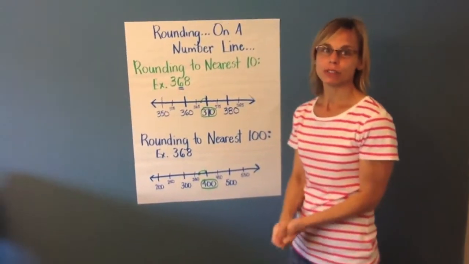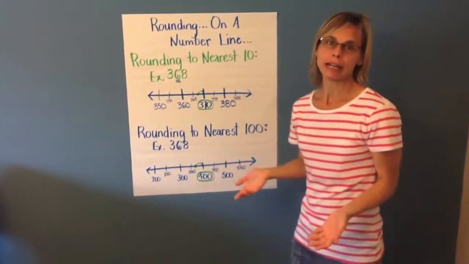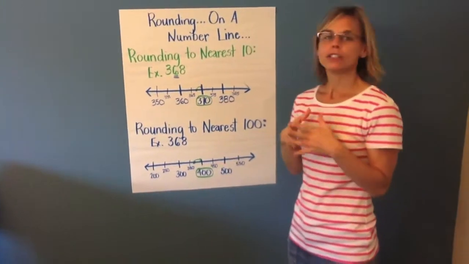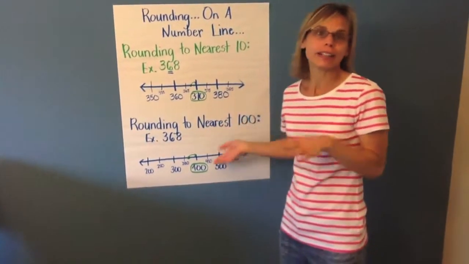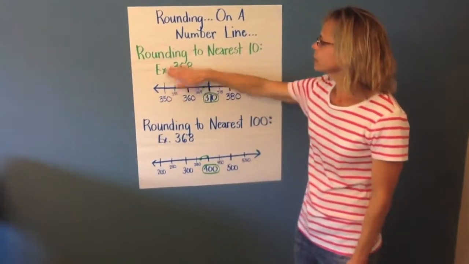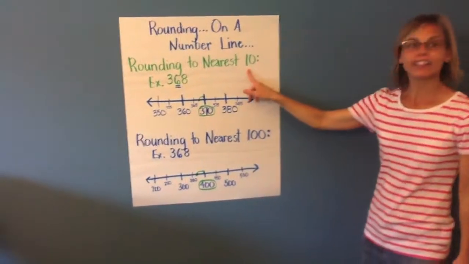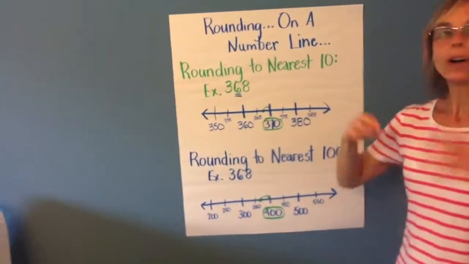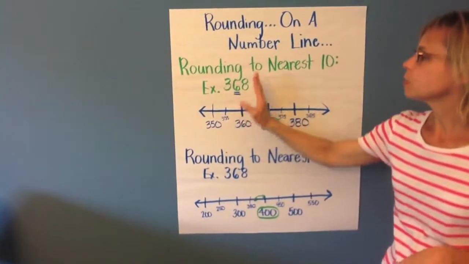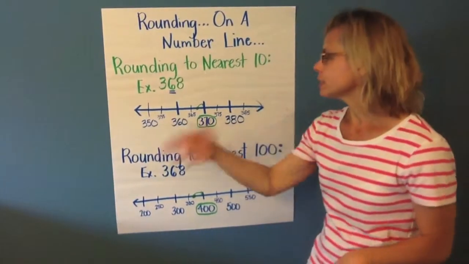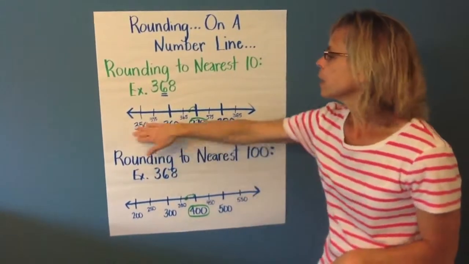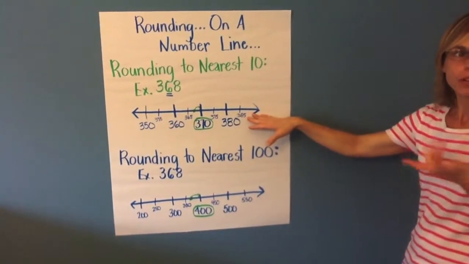My strategy that we're going to show is using a number line. We can round on a number line to the nearest tenth or to the nearest 100. It doesn't matter. So, for example, rounding to the nearest 10. Our students need to know what the multiples of 10 are. Where does 368 fall in between? 360, 370, 380, or where? I have my students plot the number on the number line.